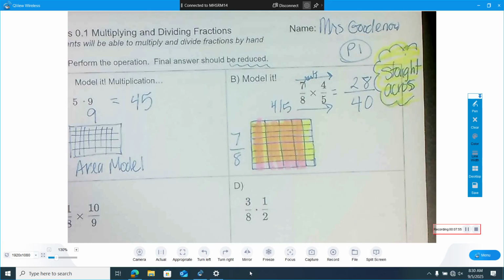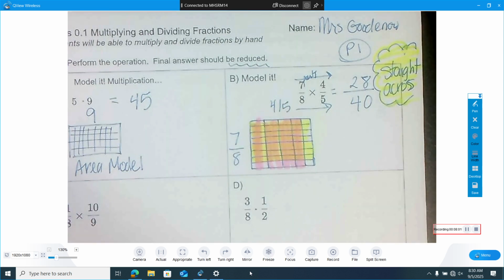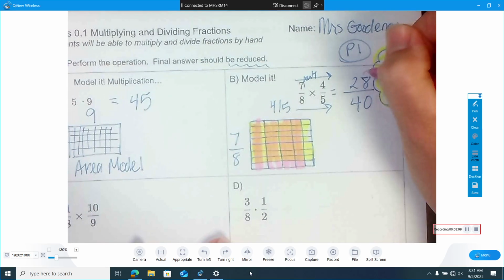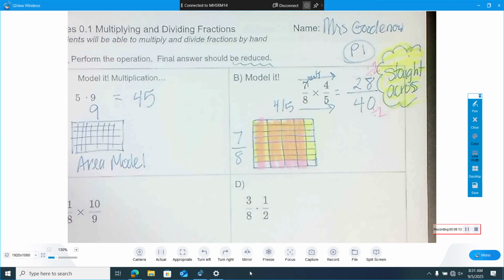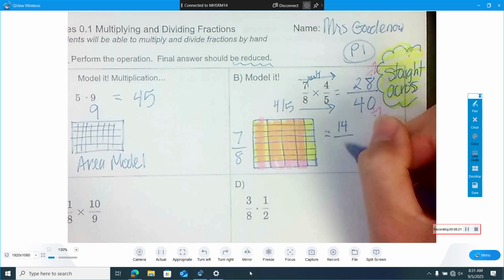No, what do we need to do? Reduce. Got to reduce, simplify, reduce or simplify. Both of these numbers can be divided by 4. Good. You don't have to write this down, but I like to in notes. They both are divisible by 4, but maybe I didn't know that. And maybe I just saw that they're both even numbers, so I want to just divide both of them by 2. 28 divided by 2 is 14. 40 divided by 2 is 20.